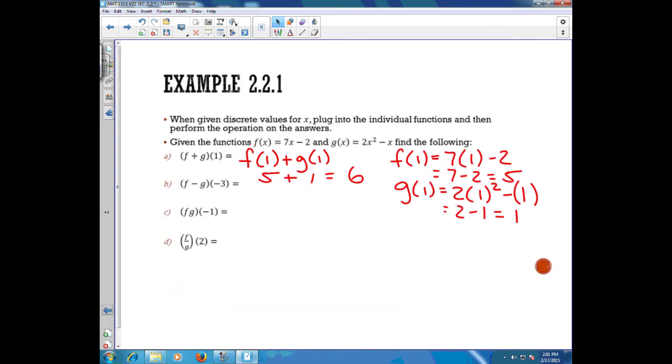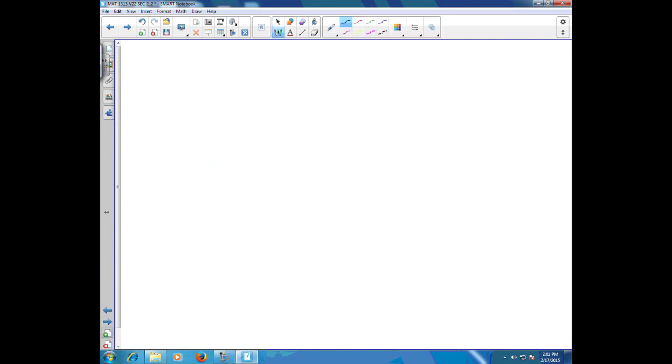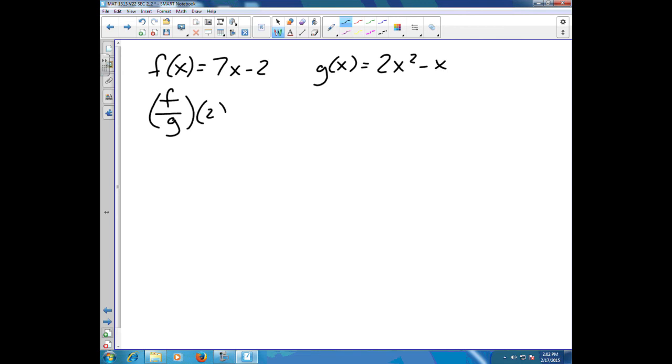Finally, we want to find f divided by g of 2. And so we have, once again, f of x, 7x minus 2. g of x is 2x squared minus x. And we want to find f divided by g of 2. And so that's f of 2 divided by g of 2.